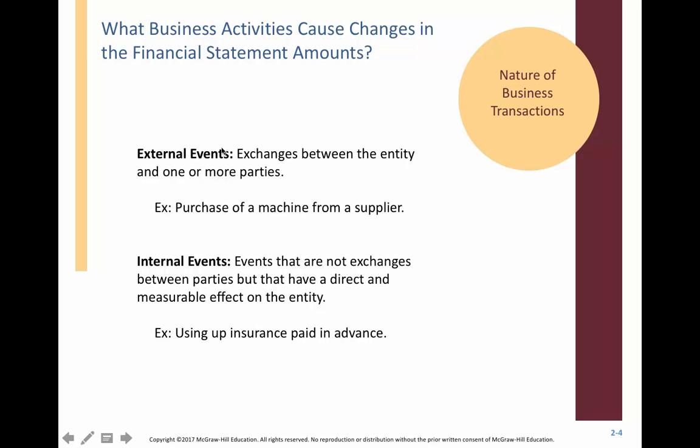Transactions can also involve internal events. Certainly external events are probably easier to relate to. Exchanges between the entity, meaning the business, and one or more outside parties, like the purchase of a machine from a supplier. Certainly a transaction is there, needs to get into the accounting system, get it into the journal. There are internal events that are not exchanges between parties but do have a direct measurable effect on the entity. In other words, there can be internal events that change the elements of the balance sheet, change the assets or change the liabilities or change the stockholders' equity, such as using up of insurance paid in advance.